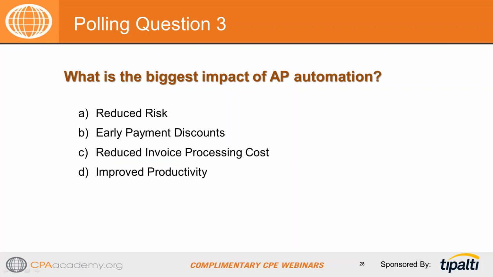Okay, thank you, everyone. So the winner here is 44% improved productivity. Next is 36% reduced risk, 16% reduced invoice processing costs, and 5% early payment discounts. Yep, so thank you very much for that, and those are certainly very, very good answers. We see improved productivity as one of the outcomes, but certainly reduced cost as well.